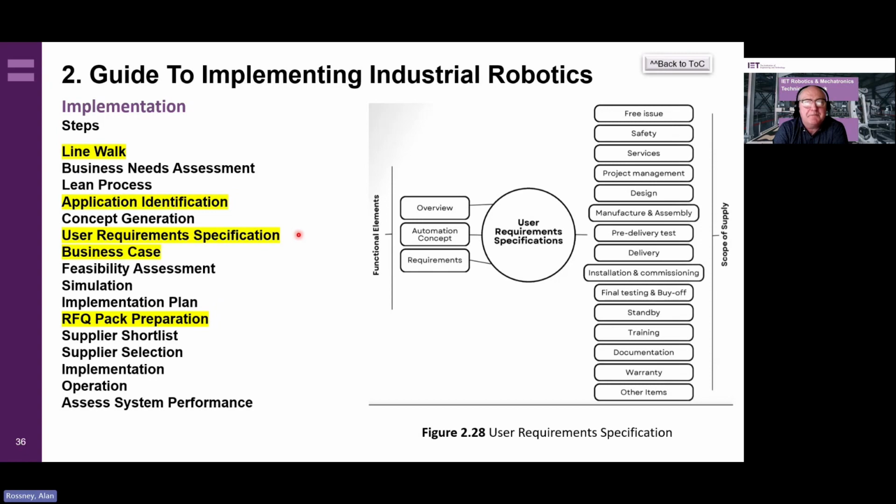Some of the items that might be mentioned in that user requirement specification are around safety, services, project management, design, manufacture and assembly, pre-delivery tests, the form of delivery, installation, commissioning, final testing and buy-off, standby, training, documentation, warranty, and others. So you can call them out in your user requirement specification, but definitely you should be calling them out in your RFQ pack, in the tender document, or in a performance specification of some sort. But just to reiterate, the user requirement specification is paramount.